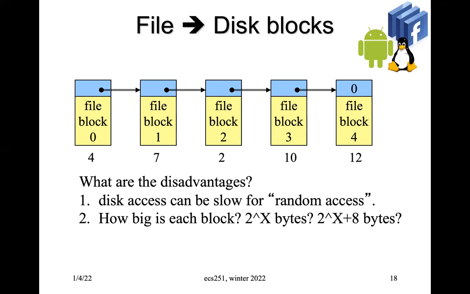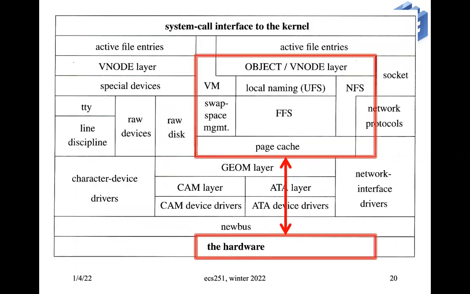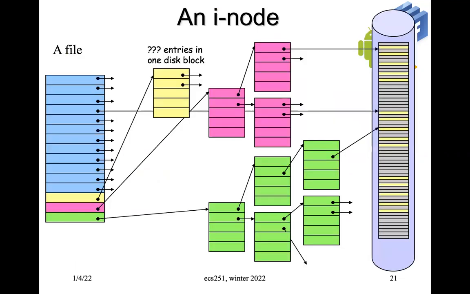And therefore, on Thursday I'm going to start talking about a concept called INode. INode is called index node. It's essentially a data structure to hook all the disk blocks together for a file system. It will support random access, number one, and it makes sure that everything is a power of two. So that's what we're going to look at. This is just to show you the picture. This is what we call an INode, and I will explain what it is on Thursday.